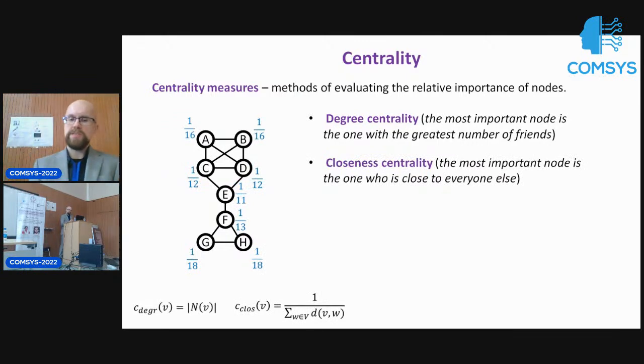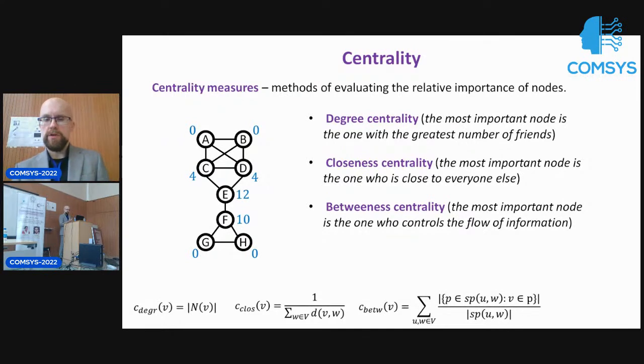Second, we have closeness centrality. Closeness centrality implies that the most important node in the network is the one who is close to everyone. So we take the sum of distances between a given node and all other nodes in the network, and we take its reciprocal. So here, for example, you can see that node E in this simple example network has greater closeness centrality than node A, right? Because it's closer to the center of this network.